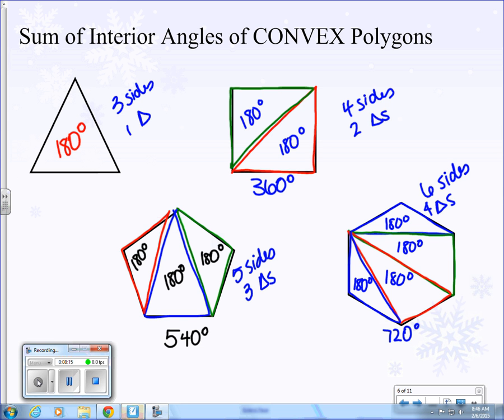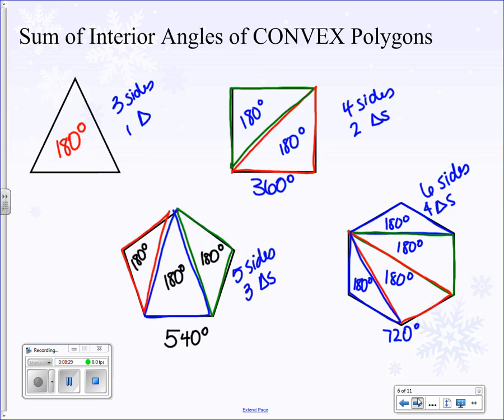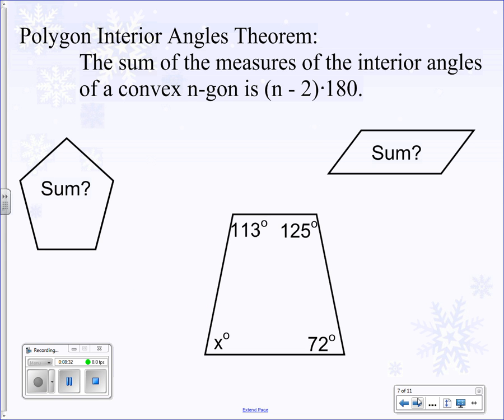So the relationship becomes pretty clear that the minimum number of triangles is 2 less than the number of sides. And if we know that each triangle has 180 degrees, we can take the number of sides minus 2 times 180. So that is called the polygon interior angles theorem. The theorem says the sum of the measures of the interior angles of a convex n-gon, meaning n sides, is n minus 2 times 180, or the number of sides minus 2 times 180.